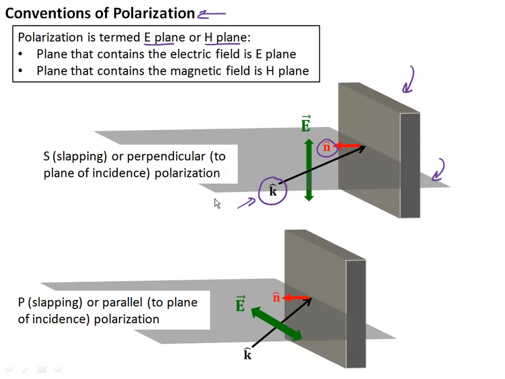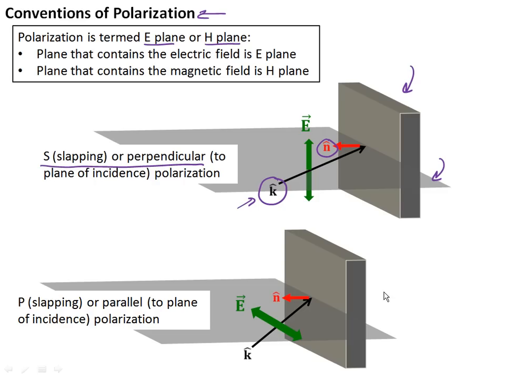So if we have a situation where a wave that's polarized in some direction is coming into a surface, and the electric field vector is perpendicular to this plane of incidence, we call it S-polarization or perpendicular polarization. And S we can think of as a slapping polarization, because that wave comes along and just hits it flat on, like a slap.